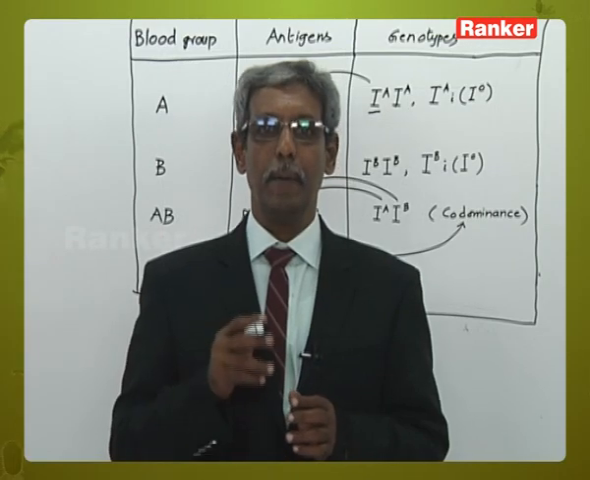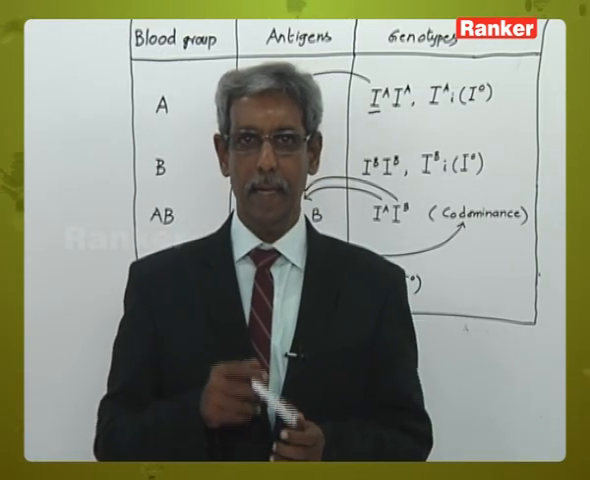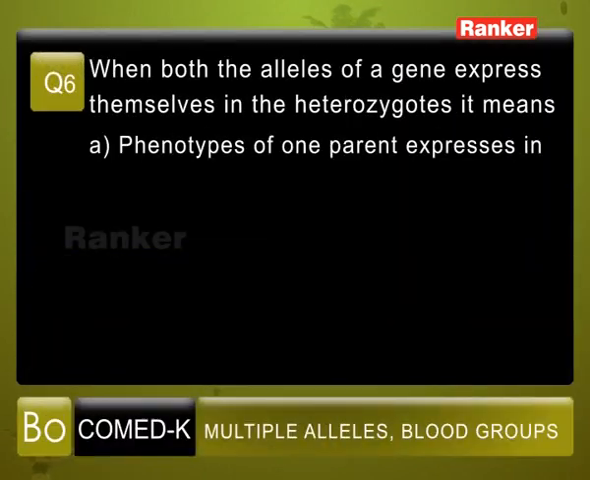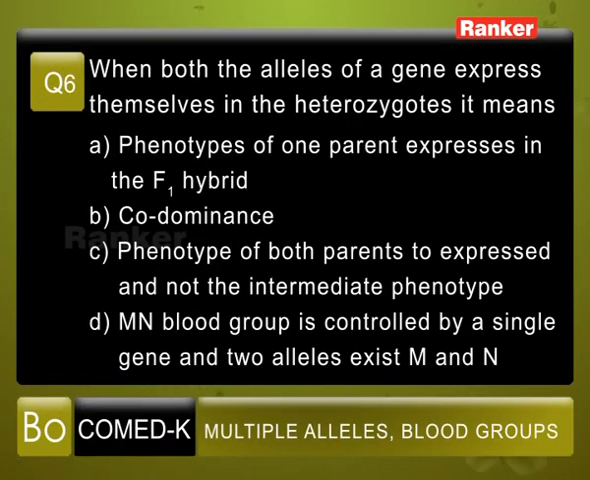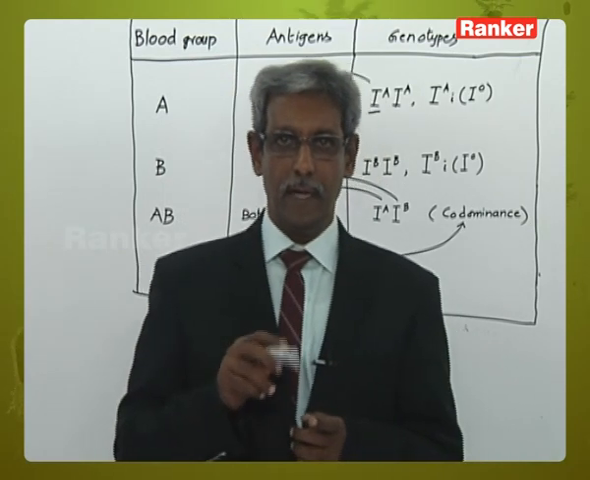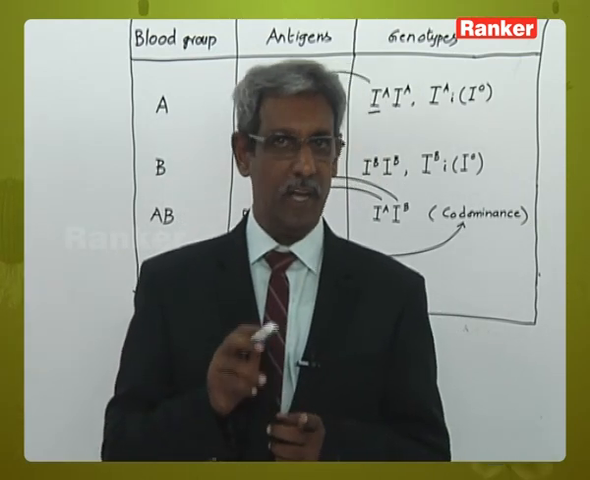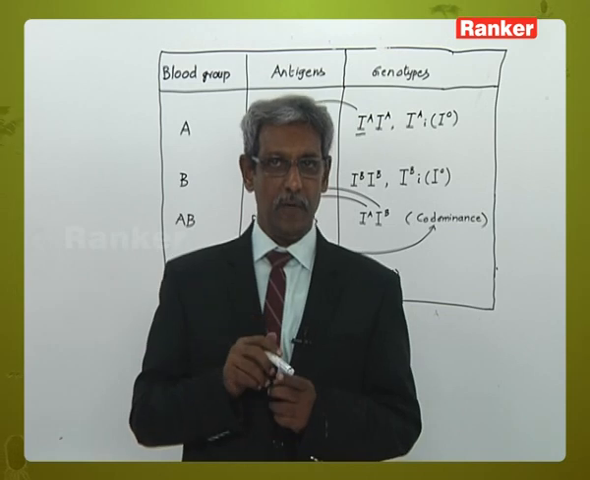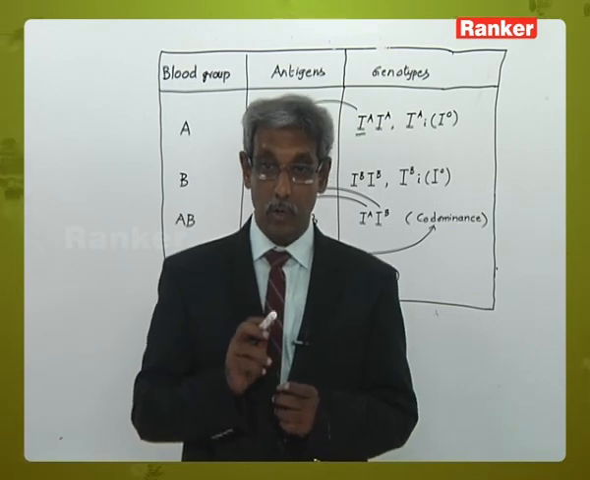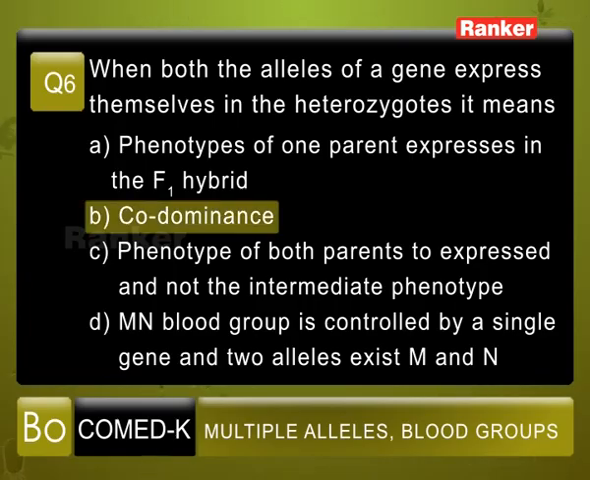This is problem number 6. When both the alleles of a gene express themselves in the heterozygous condition, like in the case where you have an IA and an IB, that is a heterozygous condition. This sort of heterozygous condition is also termed codominance. So for question number 6, the answer is B, which is codominance.